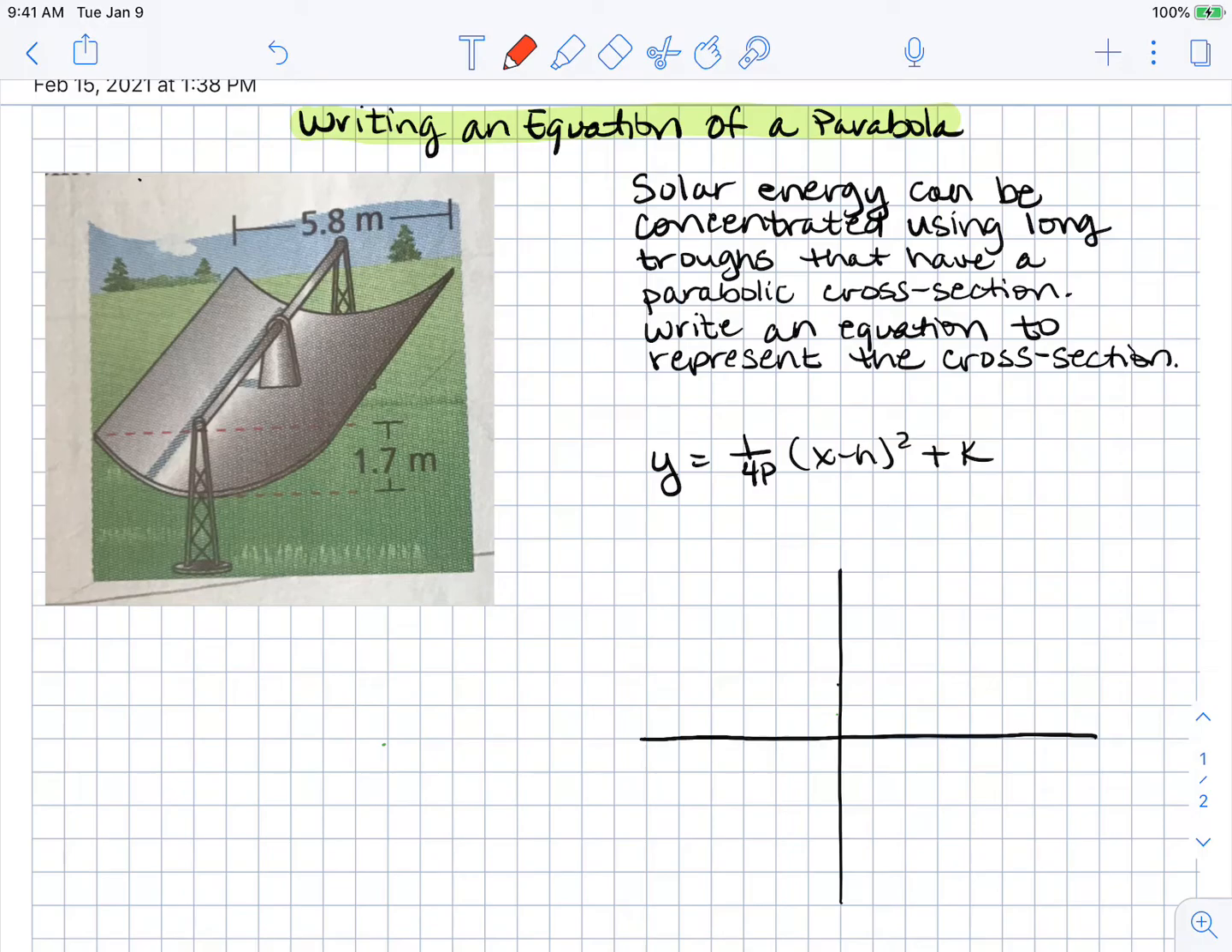Well, when I'm looking at this, this is my parabolic trough, which means it's sort of this U-shaped trough. And the cross section is just this piece right here, this one little sliver in the front. That's what it means to be a cross section.